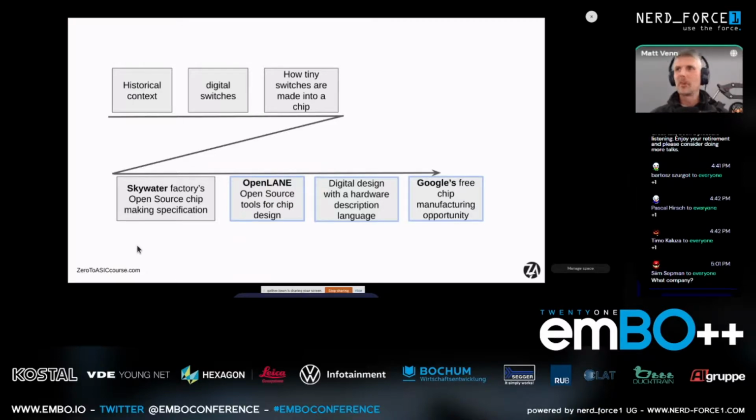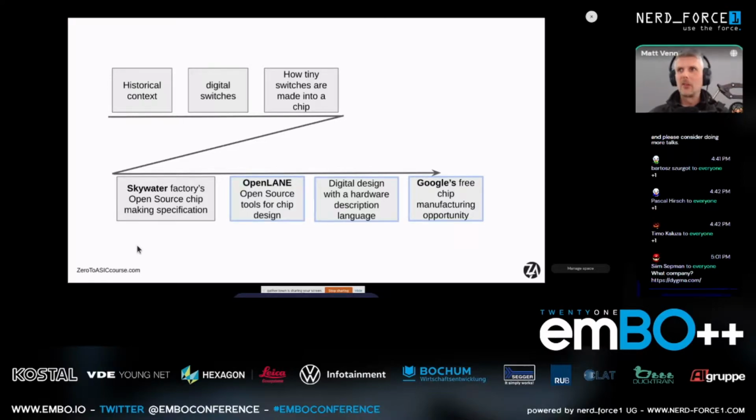Okay, cool. And then OpenLane is a set of open source ASIC tools, an ASIC tool flow that combines maybe 20 tools into a flow that lets you take a hardware description language file and turn it into the GDS2 files you need to send to the factory. Who's interested in that? Okay, and then who's interested in digital design with a hardware description language? And finally, who wants to know about Google's sponsored open source ASIC program where you can get free chips?